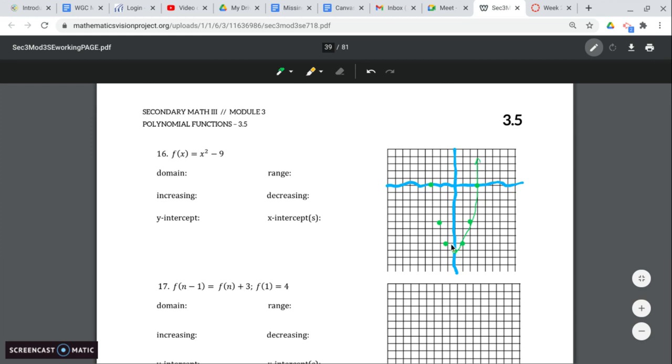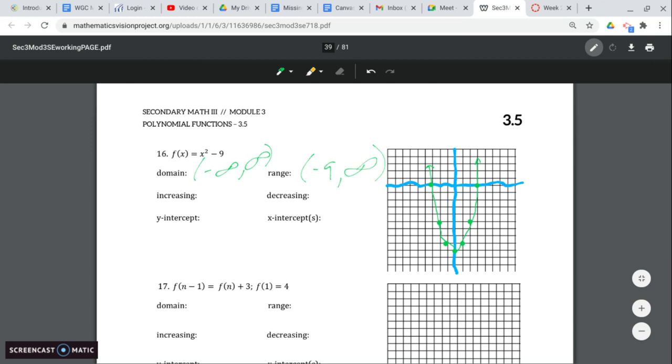There we go. I know it's wobbly. And there we go. So there's our parabola. Now, the domain. This is going on infinitely in each direction. So it's negative infinity to positive infinity. The range, though, the lowest this is ever going to go is negative 9, but it will go up to positive infinity.